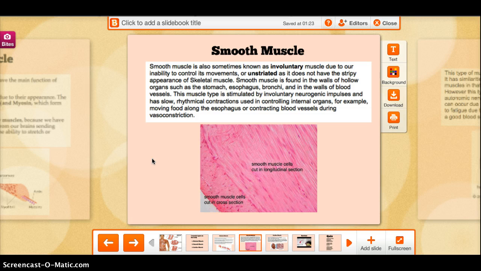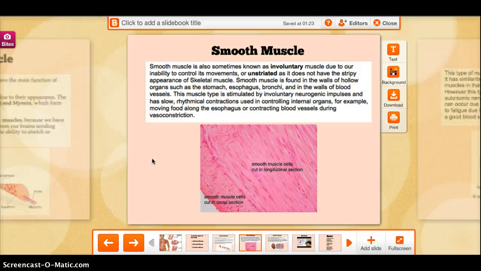Now for the smooth muscle. Unlike the skeletal muscles, which are voluntary, these are involuntary muscles due to our inability to control the movements. They are also unstriated, as they do not have the stripy appearance of the skeletal muscle. Smooth muscles are found in the walls of hollow organs such as the stomach, the esophagus, the bronchi, and the walls of the blood vessels.